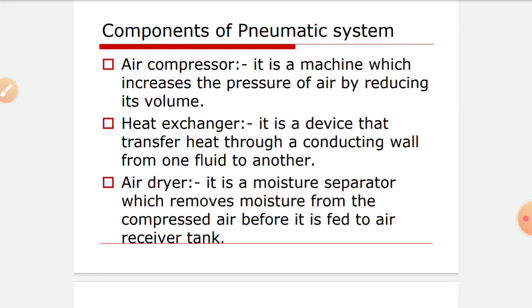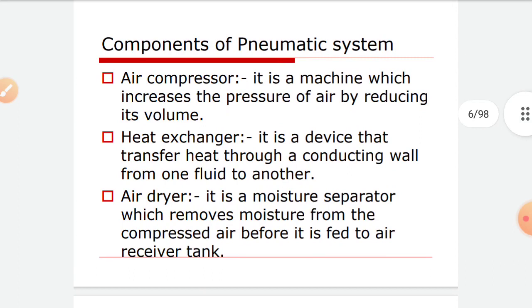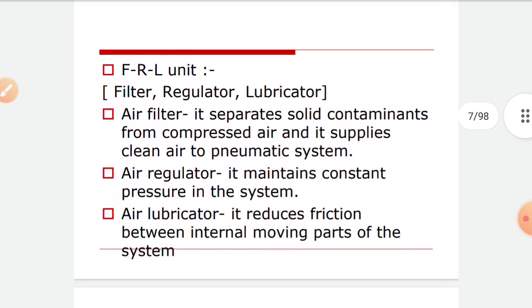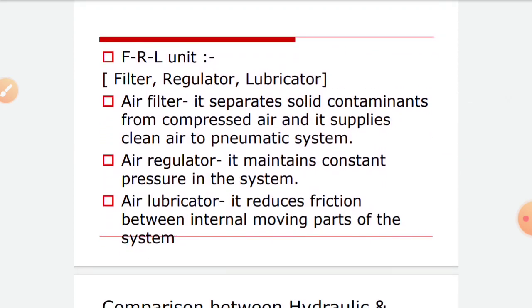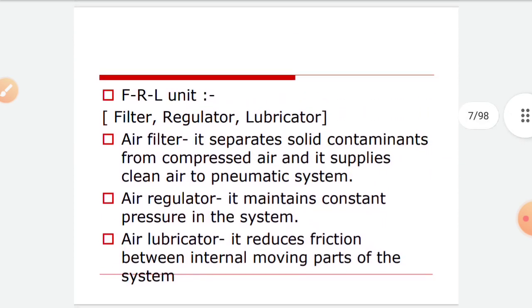Next is the air dryer. So what is air dryer? It is a moisture separator which removes moisture from the compressed air before it is fed to the air receiver tank. Next component of pneumatic system is FRL unit. F means filter, R means regulator, and L means lubricator.